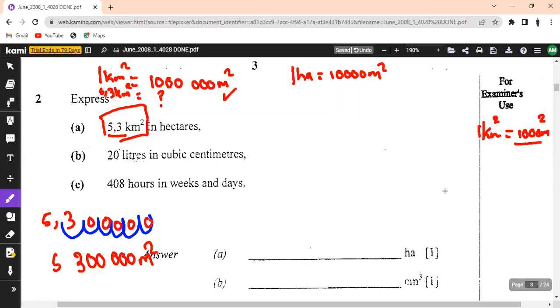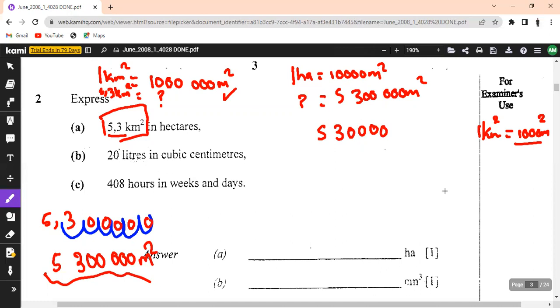Why are we converting to square meters? Because we have a simpler conversion here: 1 hectare is equal to 10,000 square meters. So now we ask ourselves, what about 5,300,000? What is it going to give us as an equivalent in hectares? Because we need our answer in hectares. So as you can see, it's a matter of dividing everything that we are given by 10,000.